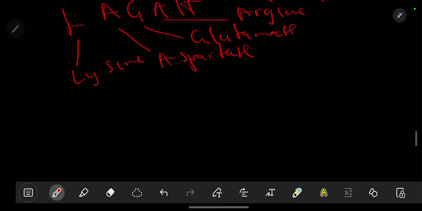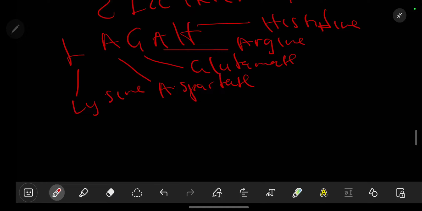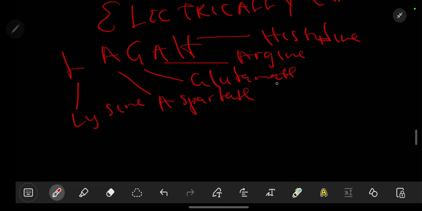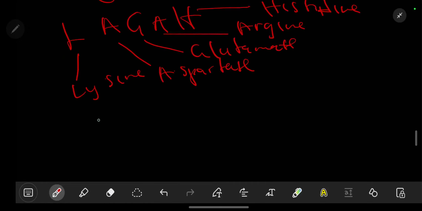So now let's begin with our first ones. We have aspartate. Let's begin with our aspartate and our glutamate.